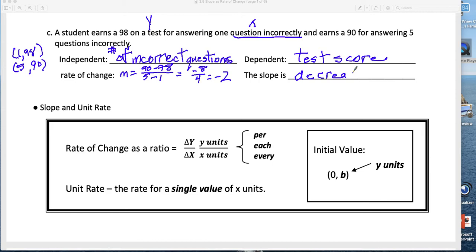So how would I describe this slope? I think I would say that my score decreases 2 points for every missed question. Don't worry about specific wording on this. It's more important that you understand what the number is here and what's actually going on in the situation. 2 points per missed question.